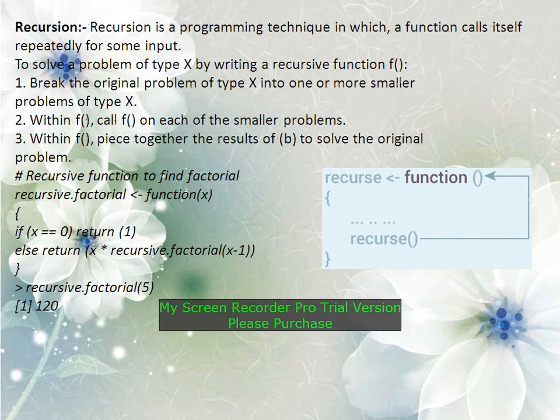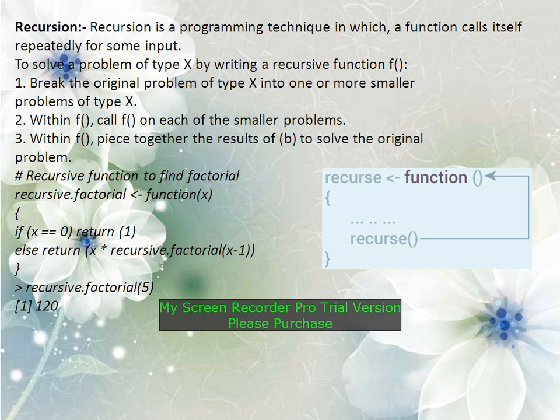And next coming to recursion. What is recursion? Recursion is a programming technique in which a function calls itself. Already we know the recursion. But how can we use the recursion in R? It calls itself repeatedly for getting some input. But the common example for recursion is nothing but the factorial.